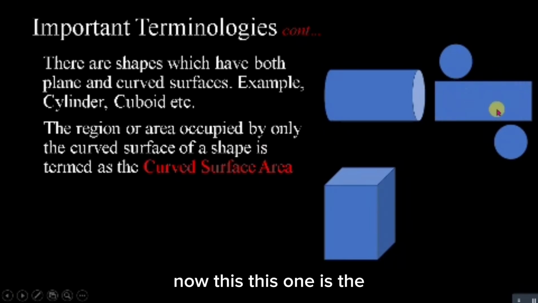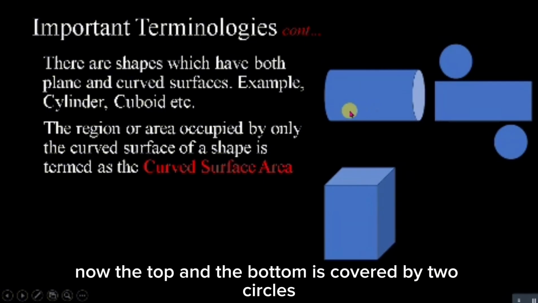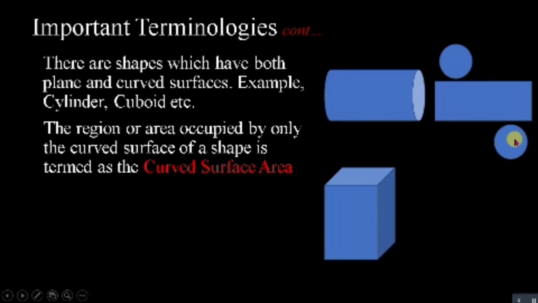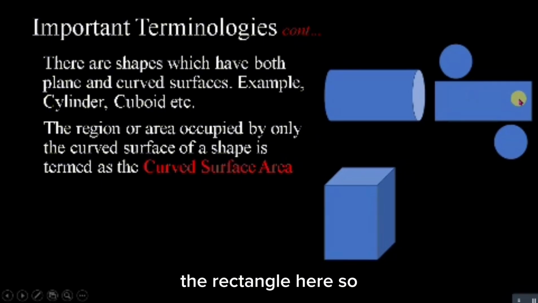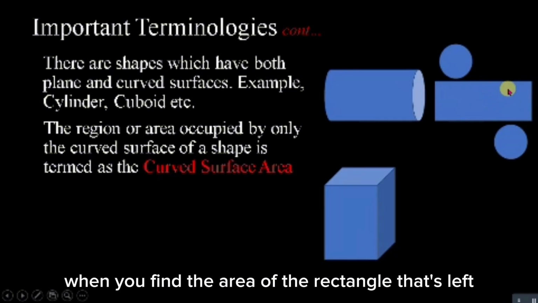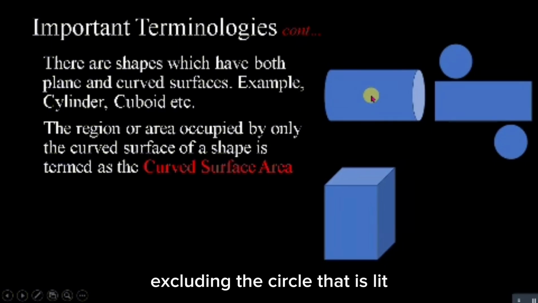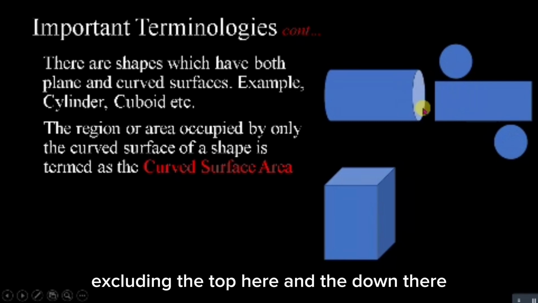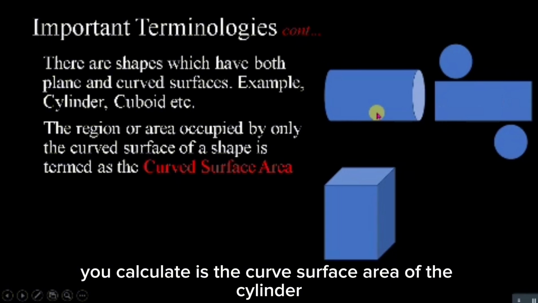Now, when you unfold this one, you have a rounded cylinder. The top and the bottom are covered by two circles, the lids. When we are talking about the curved surface area, it is the one that you can fold. So this one, the rectangle here. When you find the area of the rectangle, that's the length times the breadth, you are getting the curved surface area of the cylinder, excluding the circles, that's the lids, excluding the top here and the bottom there. What you calculate is the curved surface area of the cylinder.